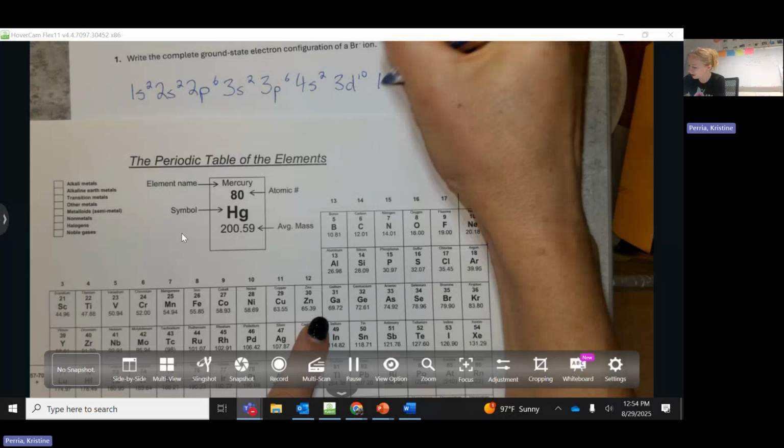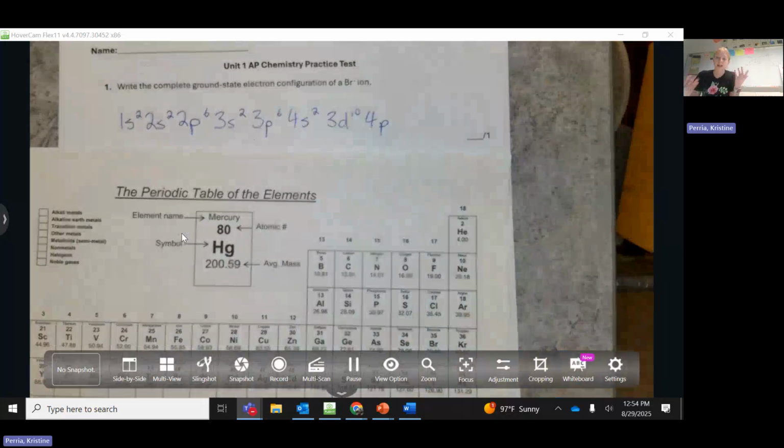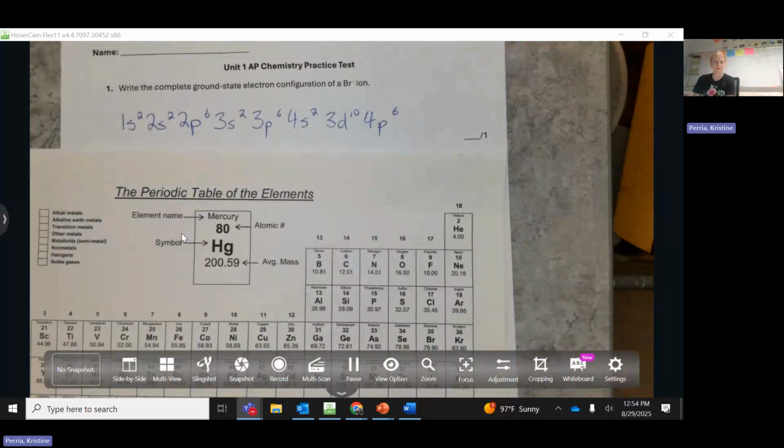So then we're at 4p, and then normally bromine would be 1, 2, 3, 4, 5, but it's Br minus, which means there's an extra electron. So instead of 4p5, it's going to be 4p6.